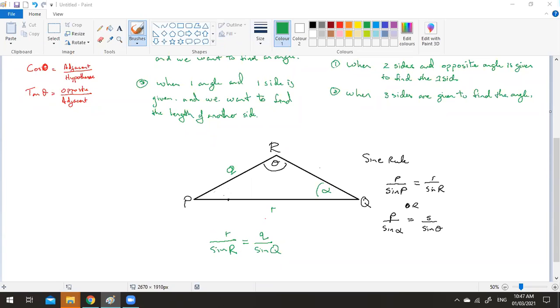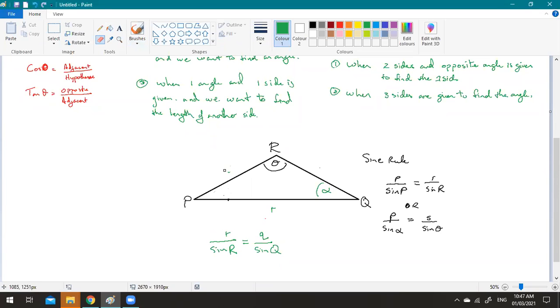What about if we use numbers now? So if I tell you here is 30, and I tell you here is 5 centimeters, and I tell you here is 45 degrees, and here is x. You want to find x. What will be the formula we're using?